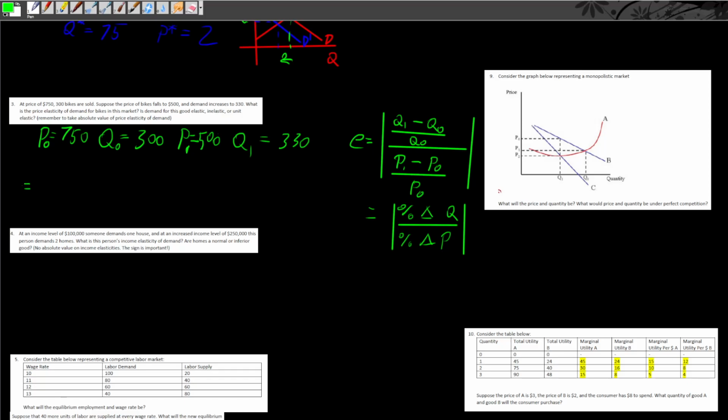So the elasticity is equal to Q1, 330, minus Q0, 300, all over 300. And that is over top of 500 minus 750 over 750. And once again, all in the absolute value. So just simplifying that, we end up with 30 over 300, which is the same thing as 1/10.